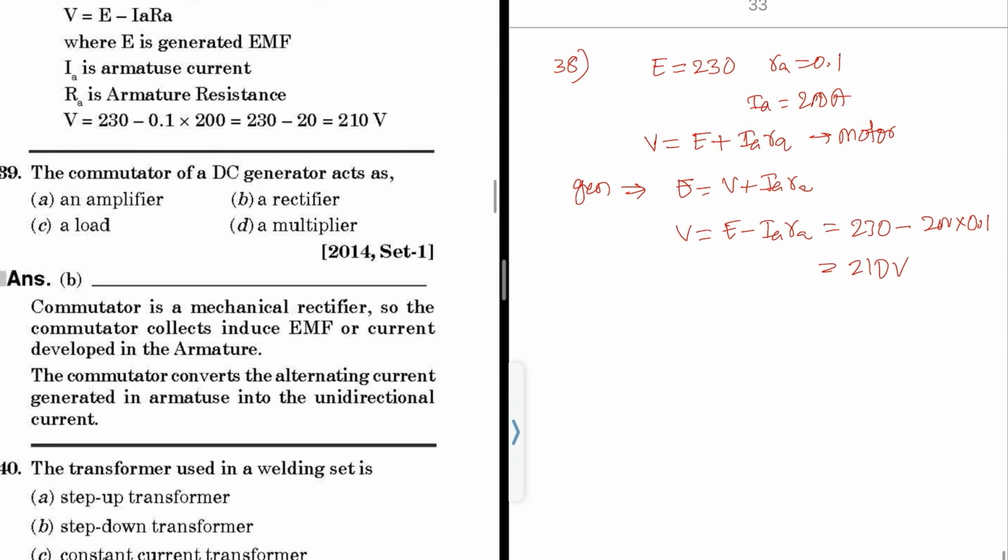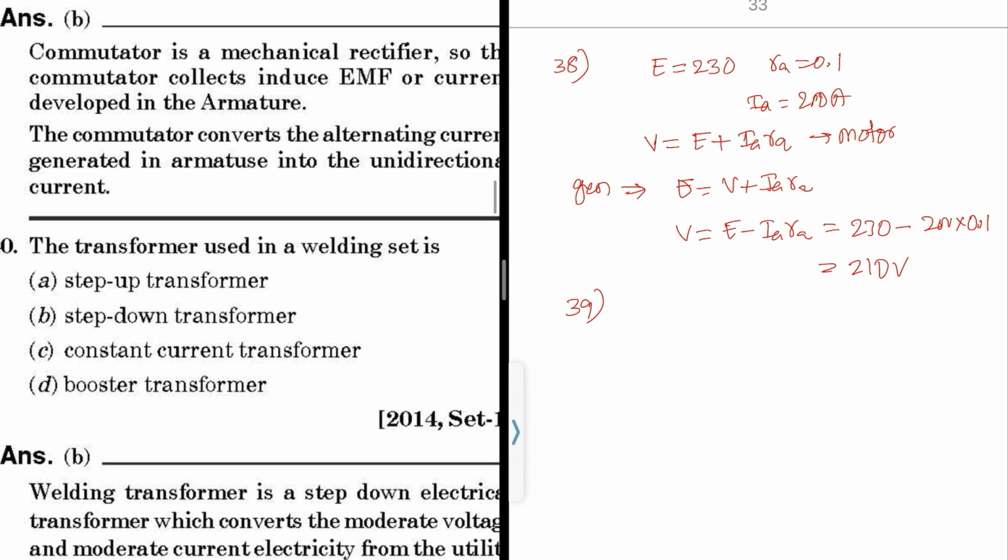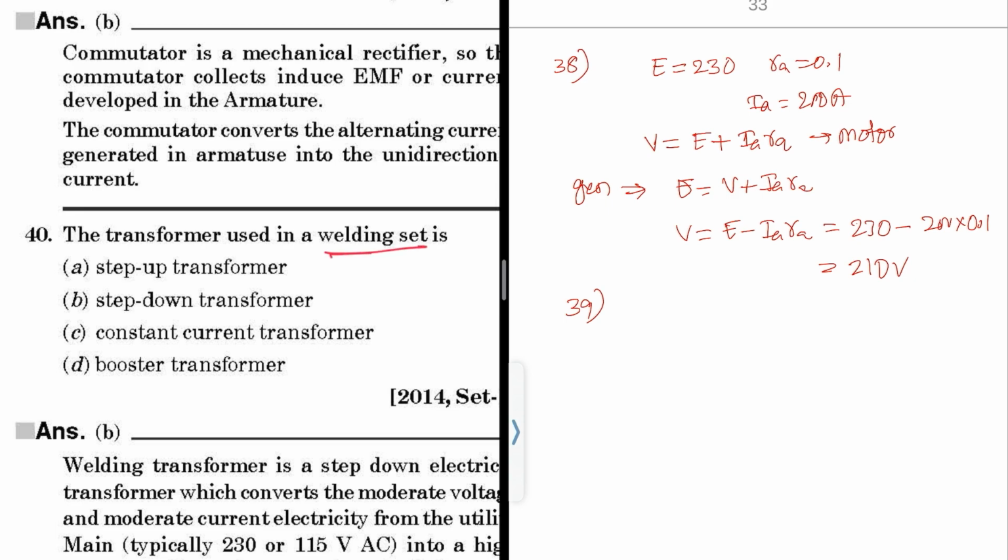Now coming to the 39th question. The commutator of the DC generator acts as, we already discussed, in a DC machine the commutator acts as a rectifier and inverter, but in a generator it acts as a rectifier. The transformer used in the welding set, this we already discussed: we need high current and low voltage, which can be attained by a step down transformer. So the answer will be B.